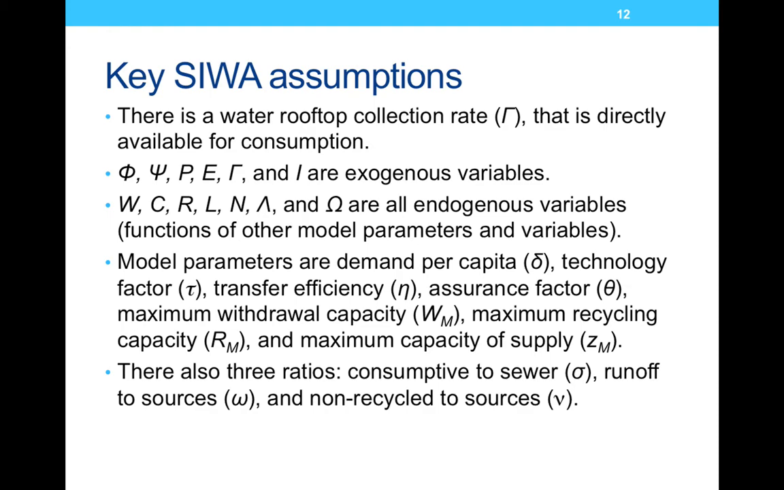Then there are also three ratios, and these are essentially partitioning coefficients or partitioning fractions that indicate what part of the water that's consumed actually goes into the sewer. Okay, we already mentioned that part of the water that's consumed goes to the sewer. Part of it just goes directly to runoff. Then there's a second ratio, the runoff to sources. This is the fraction of water that goes into runoff that makes it back into the sources, because the rest goes into the ocean.